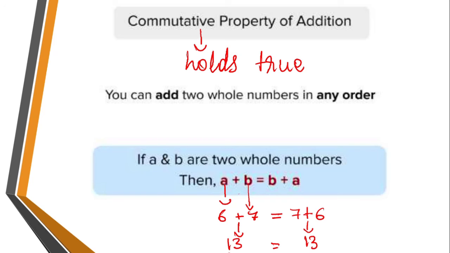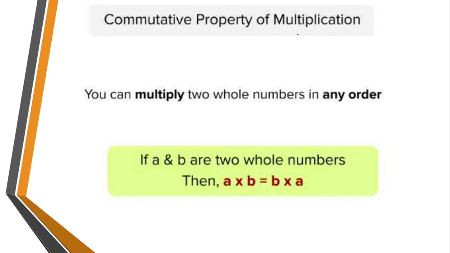Now let's see multiplication. So commutative property of multiplication. You can multiply two whole numbers in any order. If we take a and b as whole numbers, a into b is equal to b into a. Now how can we say that? Let's take an example and see. Again let's take the same numbers, 6 into 7, and here it will be 7 into 6. We are just changing the order here. You can take any number.